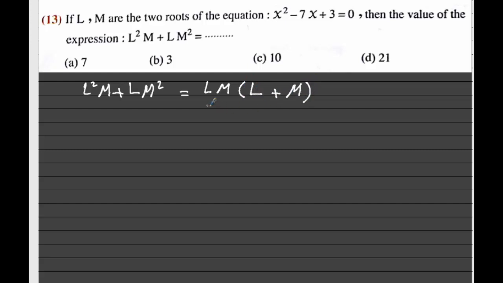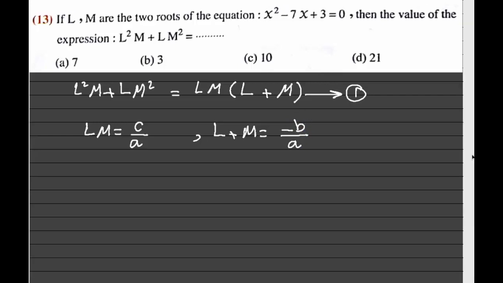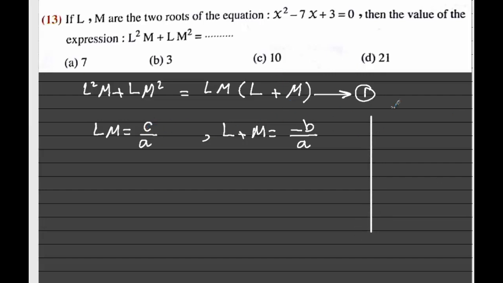Equals. Now LM is the product of the two roots, and we know from the previous lesson that LM equals C over A, and L plus M is the sum of the two roots, which equals negative B over A. And from the given equation, A, the coefficient of x squared, equals 1, B, the coefficient of x, equals negative 7, and C, the absolute term, equals 3.